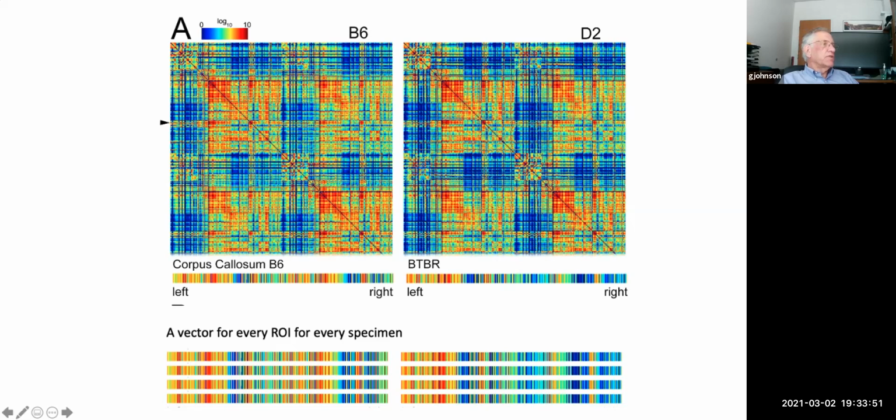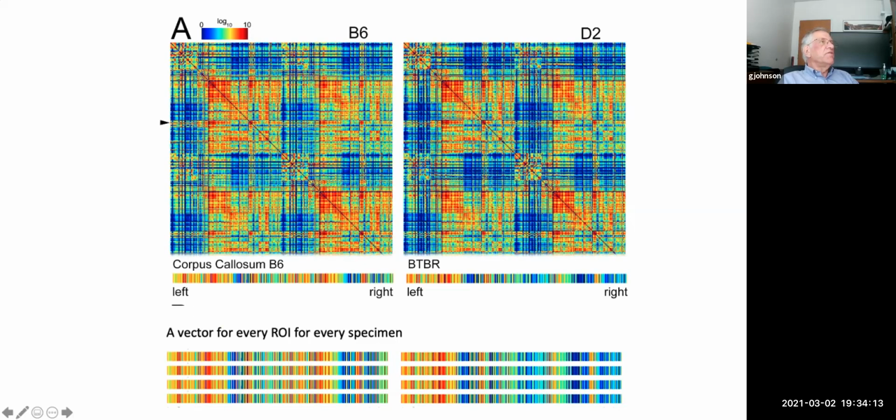And if we look at the corpus callosum versus the BTBR, projecting to the other side, from the left side to the right side, we see more blue over here than we see in the B6. And that's indicative of a lower connectivity to the other side. And we'll see that in just a moment.